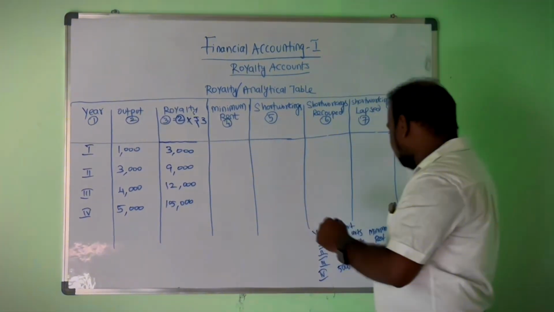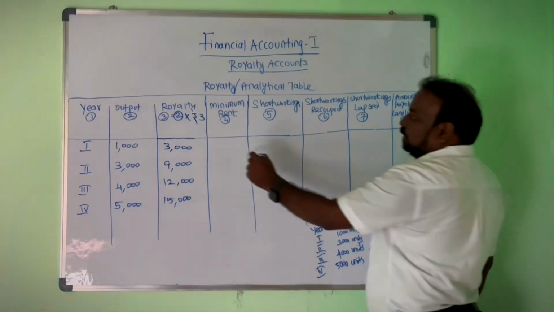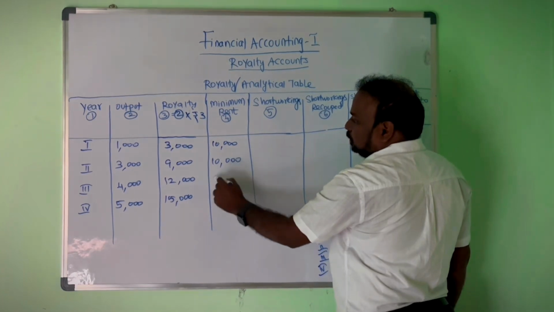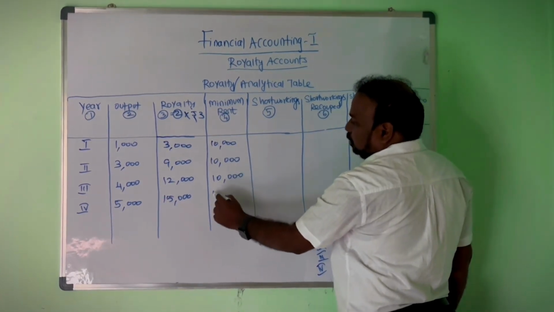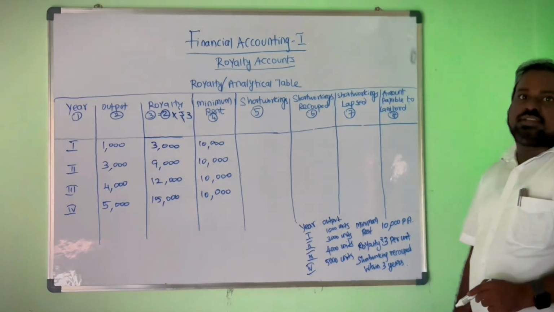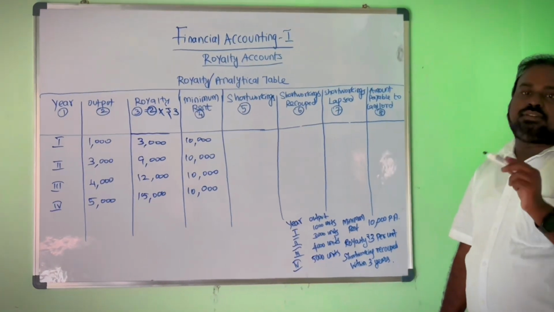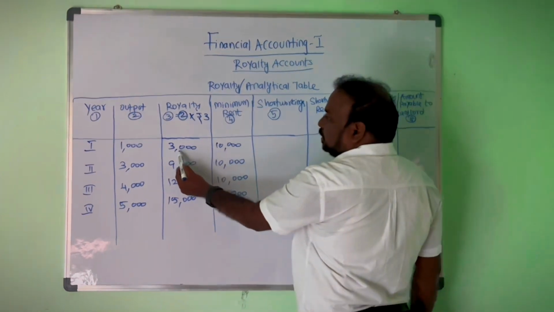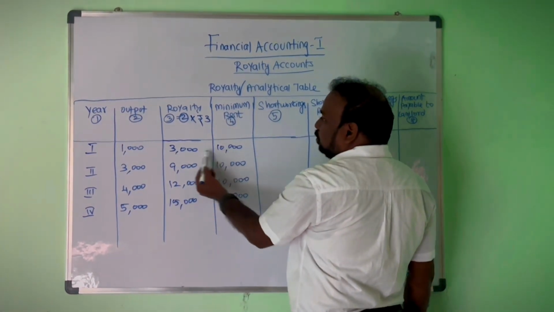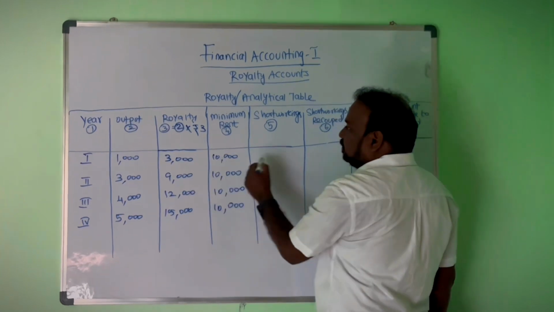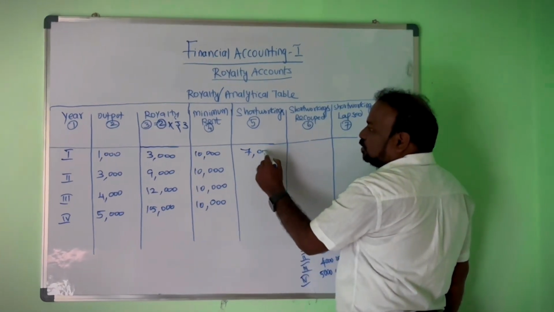Now minimum rent is given in the question, 10,000 per annum: 10,000, 10,000, 10,000, 10,000. Now short working. If the royalty is less than the minimum rent, the difference is called as a short working. So here we have to compare. Royalty is 3,000, minimum rent is 10,000. So royalty is less than the minimum rent, so the difference 7,000 is called as short working.